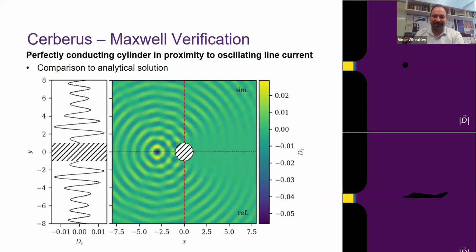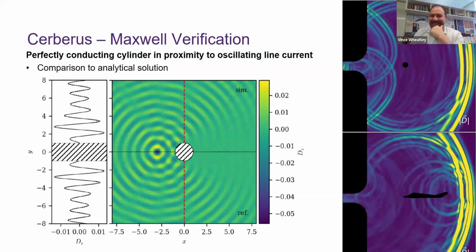We're going to be highly reliant on having accurate time-varying magnetic fields. So our test case for this independently is EM waves generated by an oscillating line current in close proximity to a perfectly conducting cylinder. The Cerberus solution contours are on the top, the reference solution is on the bottom, and then we also have the profile through a slice along this red dashed line, where we can see we've got excellent agreement between the two.